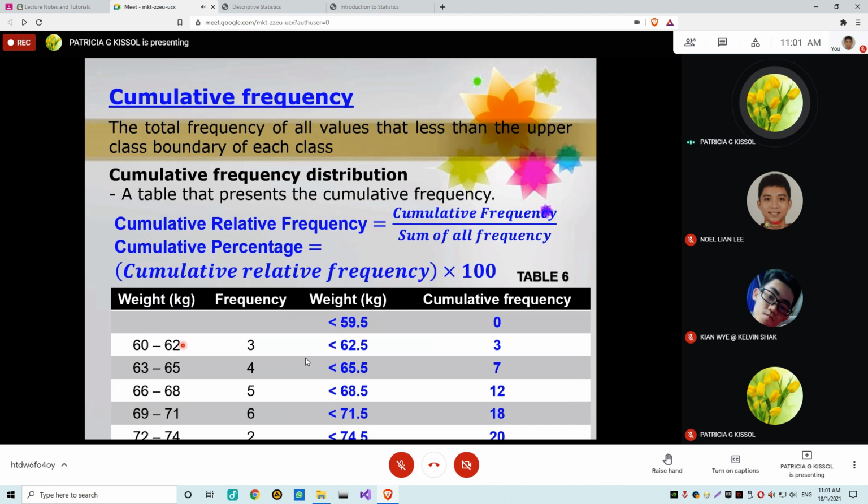So at 62.5, we have 3 already. At 65.5, 3 plus 4, you get 7. At 68.5, you add 3 plus 4 plus 5, you get 12. At 71.5, you add 3, 4, 5, and 6, you get 18. And at 74.5, you get 20.